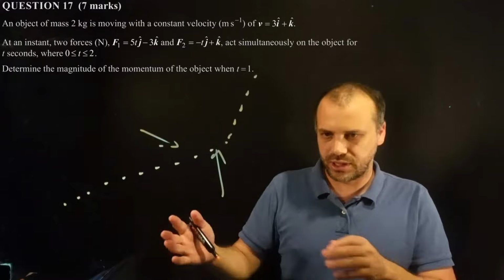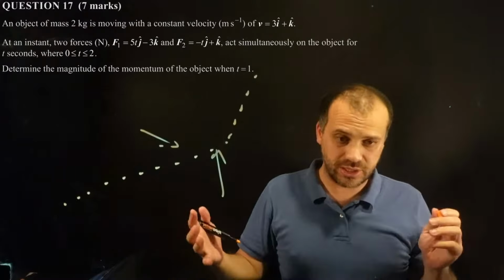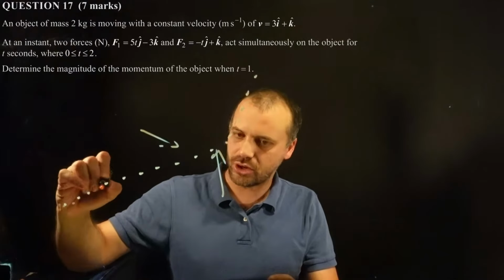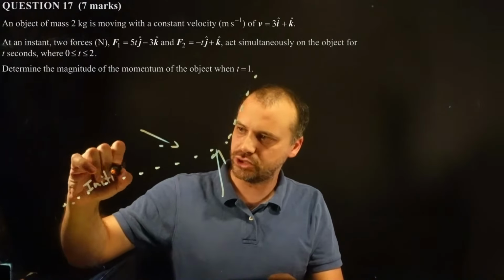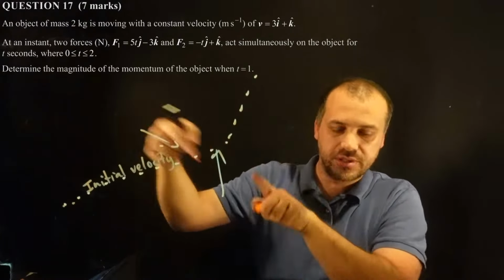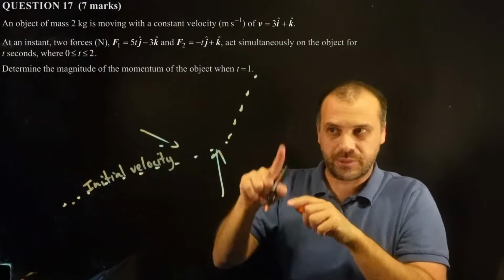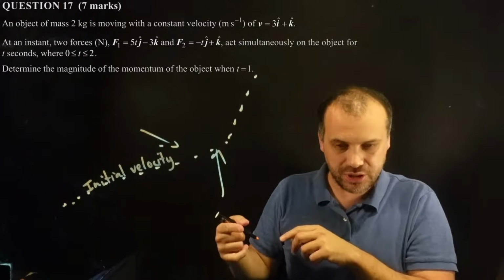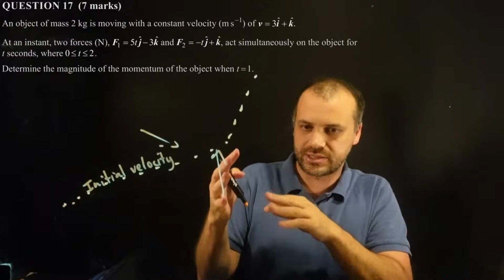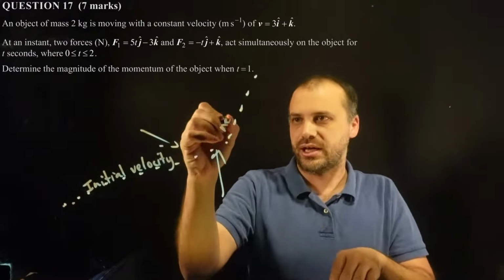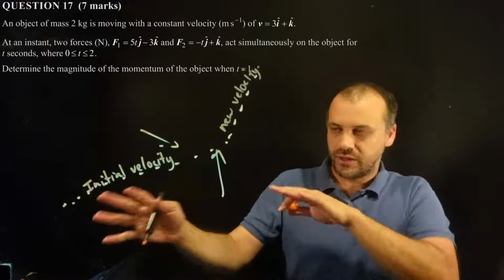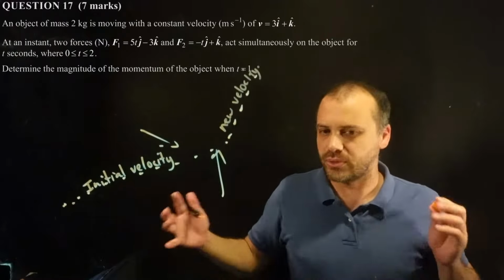So why am I talking about this? Well, one, it's always a good idea to conceptualize your questions, but two, what I want you to understand is that this object had what I would call an initial velocity, and then two forces acted upon it. And remember that force equals mass times acceleration. And so that means that it applied an acceleration to the object, which then gave it a new velocity. Okay, so that's kind of the image that we're working with.